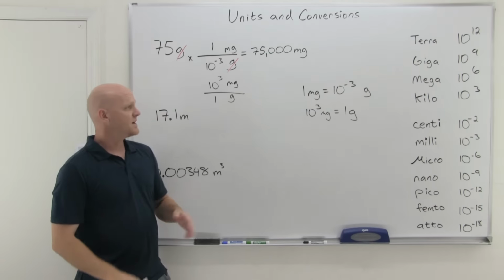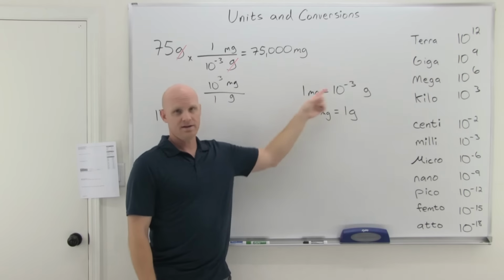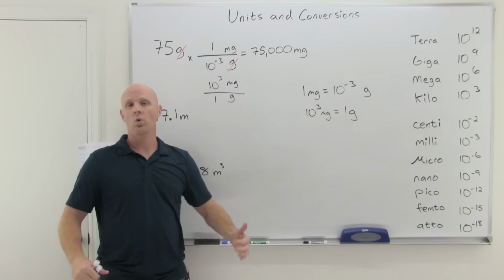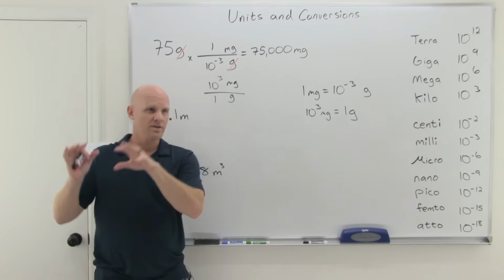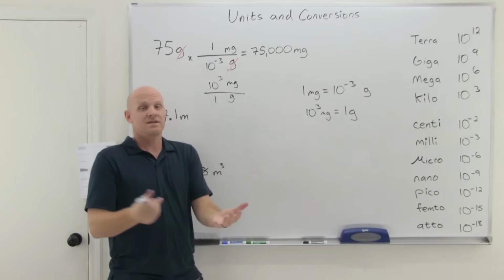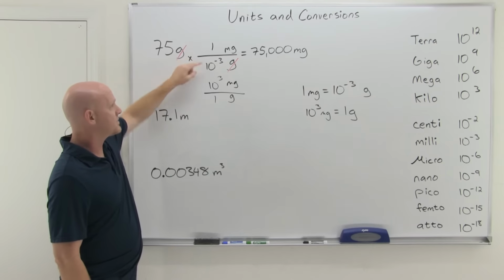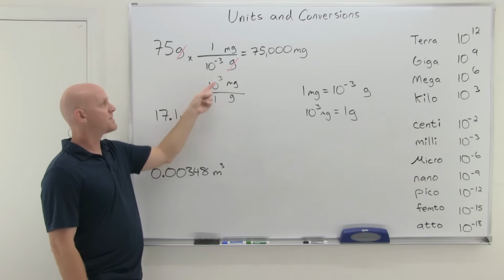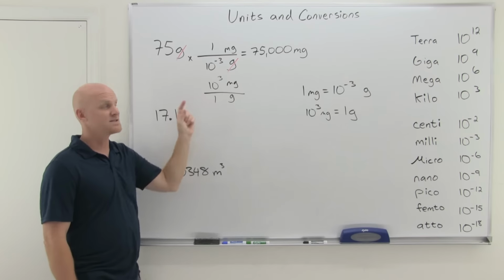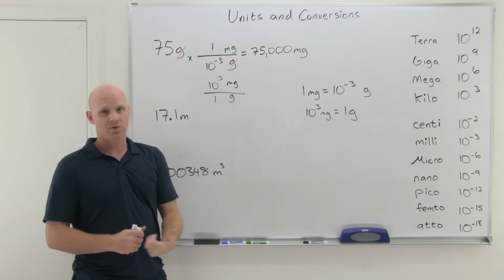So hopefully what you see here is that a conversion factor is just an equality between different units. That's what it always is. As long as you can express a numerical value of one set of units in another set of units, you can use that as a conversion factor. And notice here, we said that dividing by 10 to the negative 3 is no different than multiplying by 10 to the positive 3, which is what we'll end up doing in this case. And so it's going to lead to the same answer. It would still give us 75,000 milligrams.